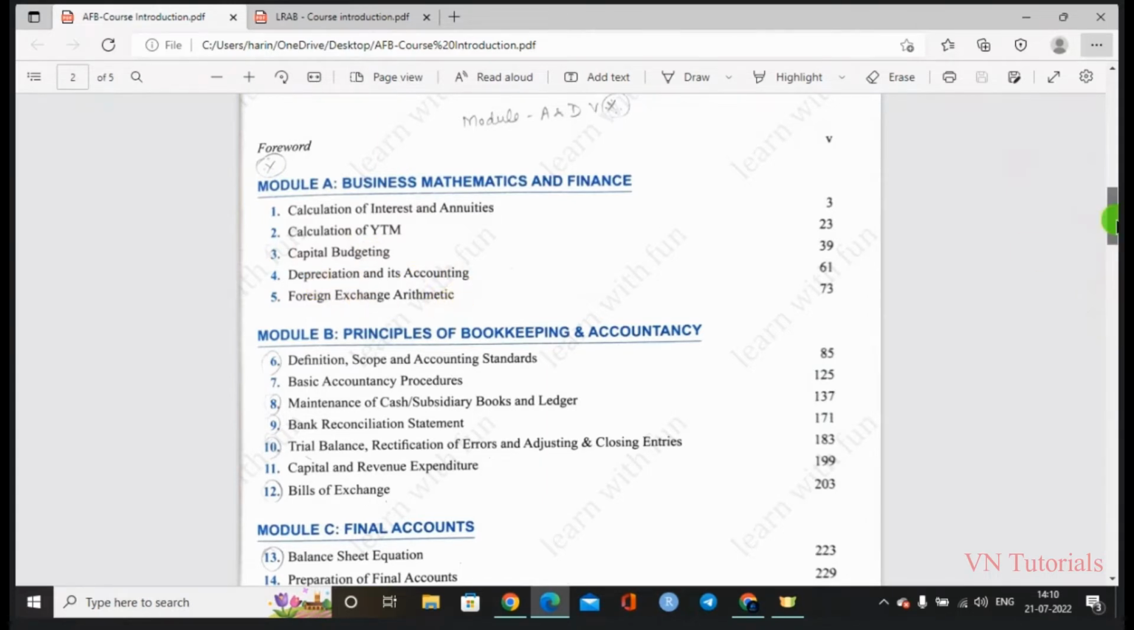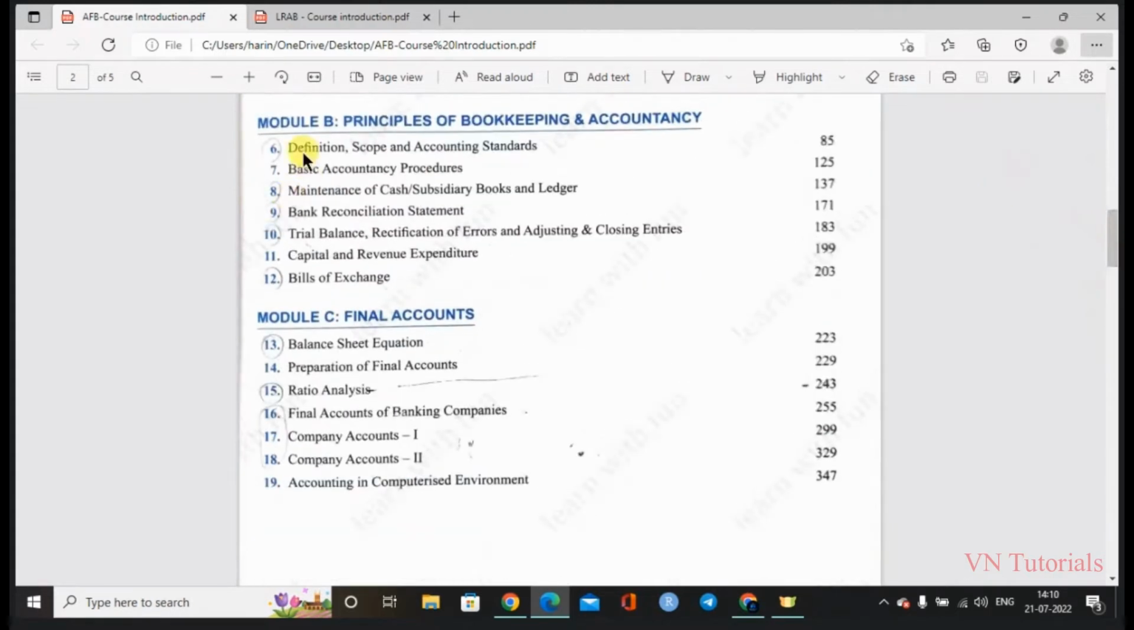Then in Module B, we are going to discuss from Unit 6 to Unit 12: definition, scope and accounting standards, basic accountancy procedures, maintenance of cash or subsidiary books and ledger, bank reconciliation statement, trial balance, rectification of errors and adjusting and closing entries, capital and revenue expenditure, bills of exchange. So these are some of the basics of accountancy.